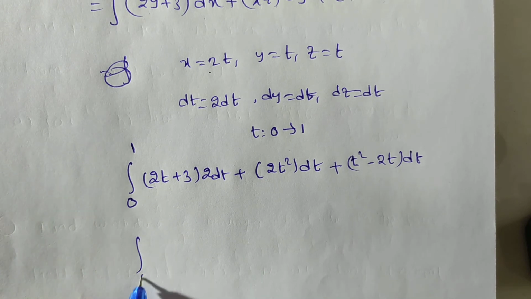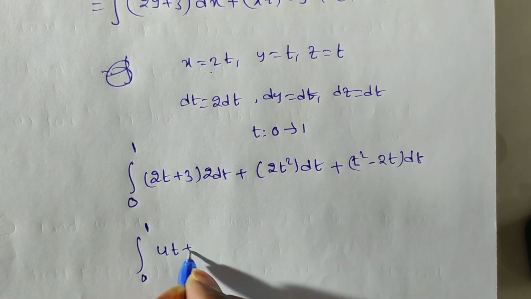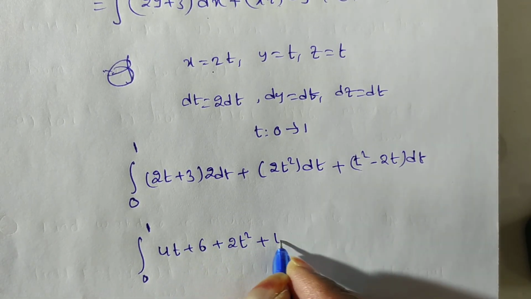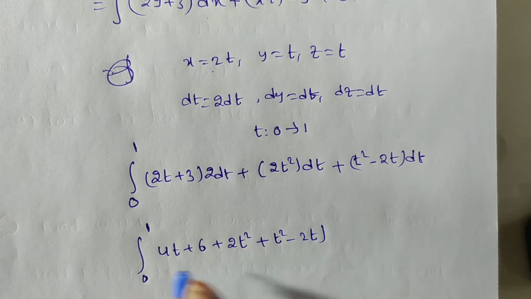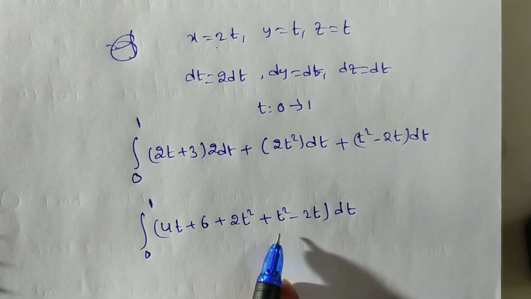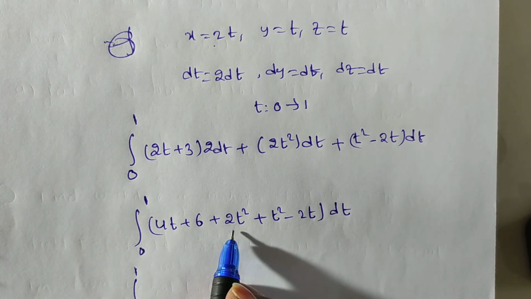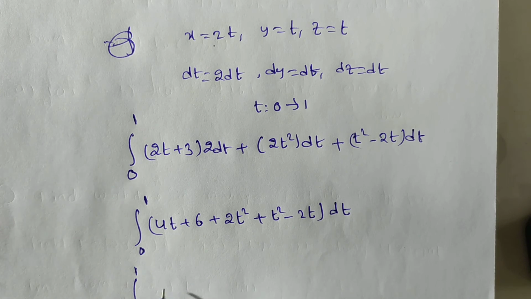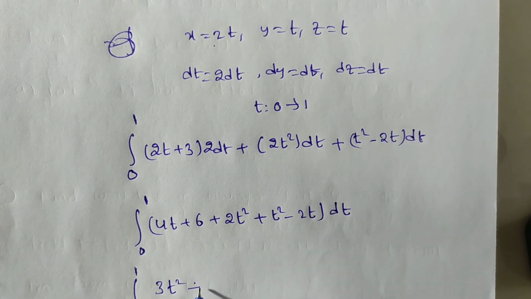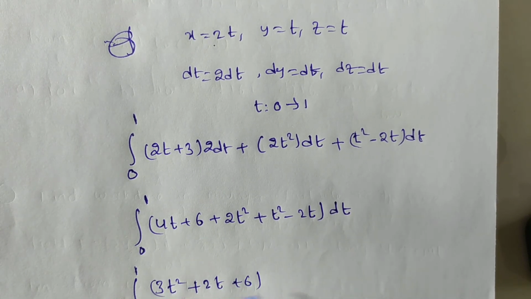So integral from 0 to 1 of 2 times 2 is 4t plus 6 plus 2t square plus t square minus 2t into dt. Now if powers are equal, then we have to add. That is, integral from 0 to 1. If you simplify, 2t square plus t square is nothing but 3t square, and 4t minus 2t is plus 2t, plus 6, into dt.